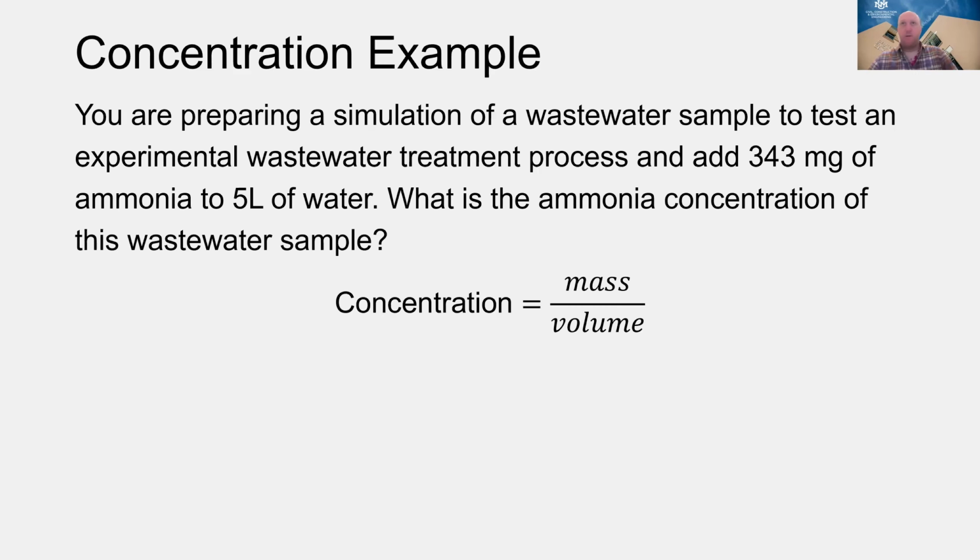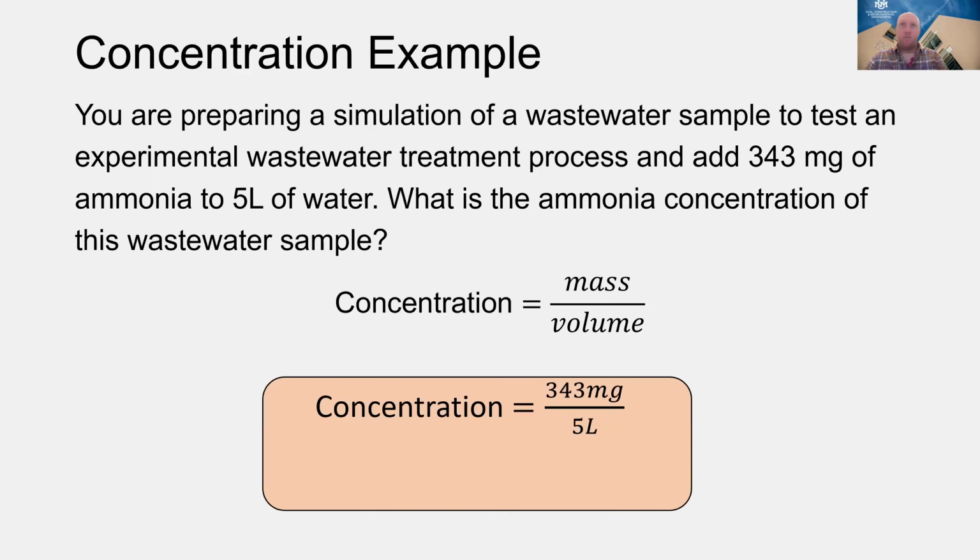This one's pretty straightforward. It gives us our mass and it gives us our volume right there. So we come out with a concentration equal to the 343 milligrams divided by 5 liters. If we plug that into our calculator and divide those values, we come up with 68.6 milligrams per liter.